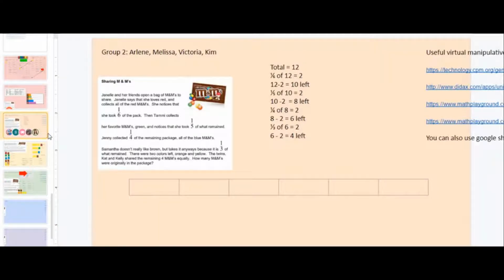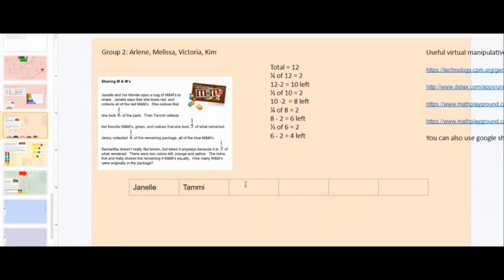So I drew the 6 boxes that are at the bottom of the slide, and I did that because it says Janelle wanted a 6th of it. So I thought it'd be easy to see a visual. In the first box, I put Janelle, because she took a 6th of it. And then it says Tammy collects a 5th of it. So I notice I have 5 more boxes, and a 5th of that would be one of the boxes. And so that leaves me with 4 more boxes.